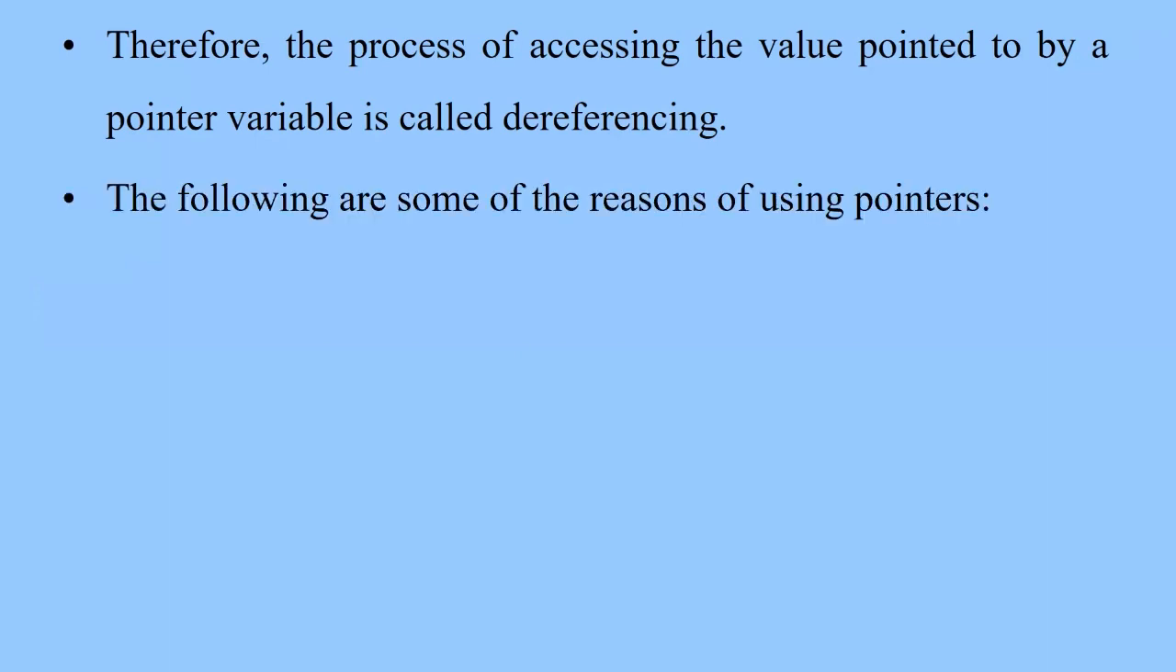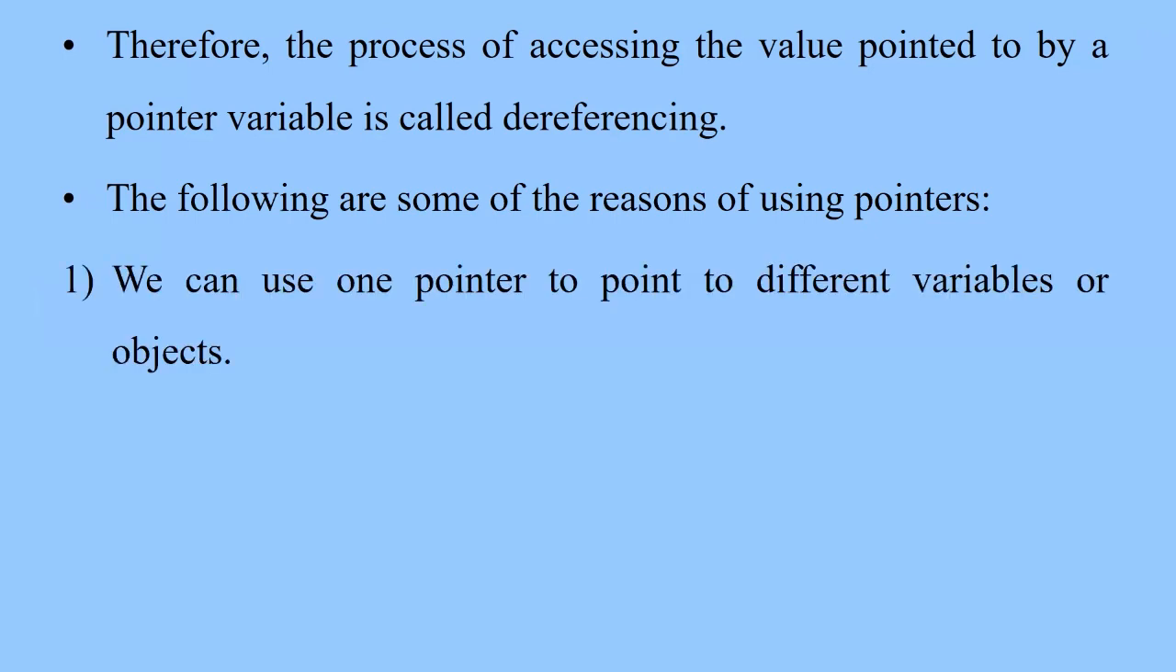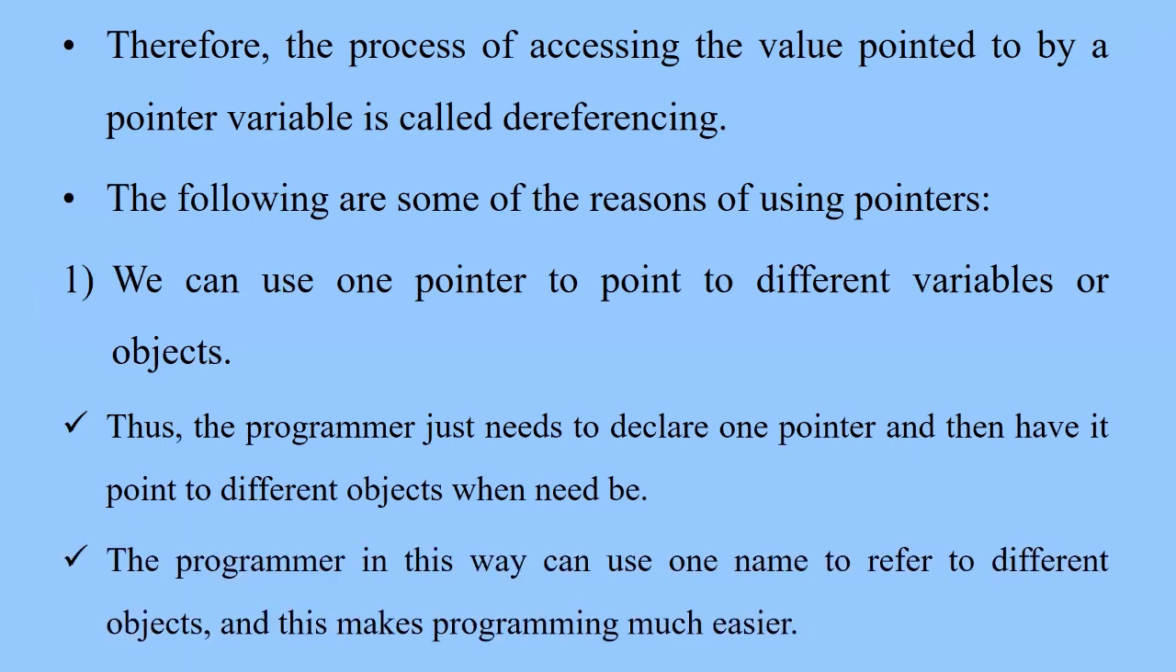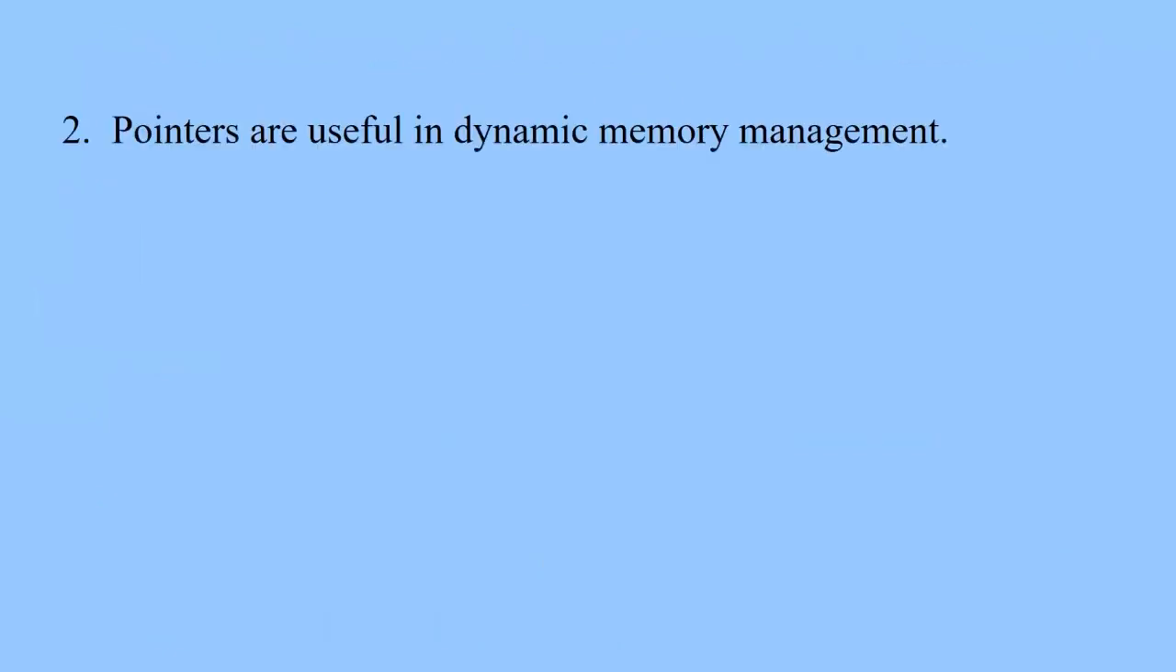The following are some of the reasons for using pointers in programming. Number one, we can use a pointer to point to different variables or objects. The programmer just needs to declare one pointer and then have it point to different objects when need be. The programmer in this way can use one name to refer to different objects, and this makes programming much easier.